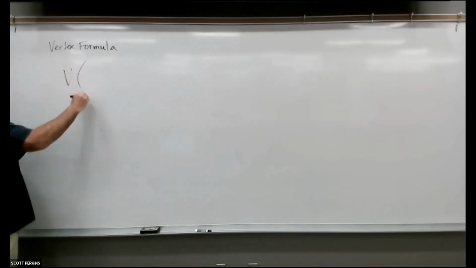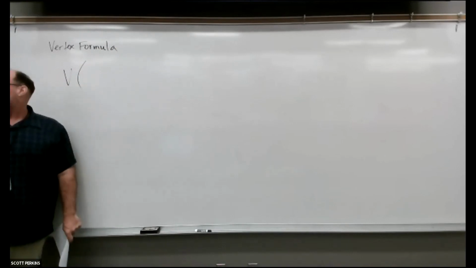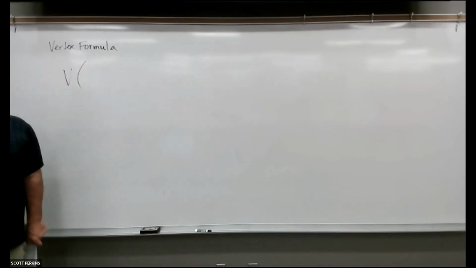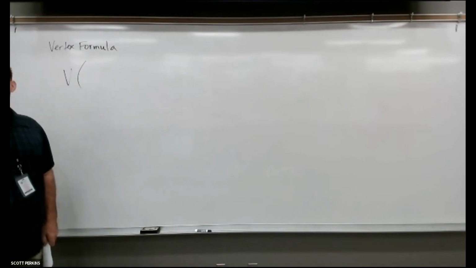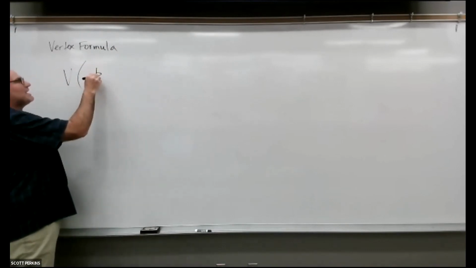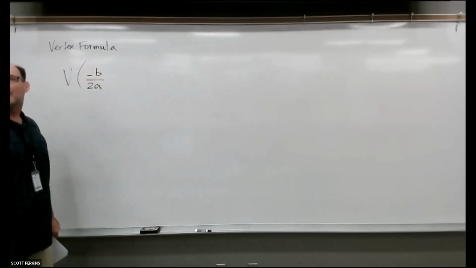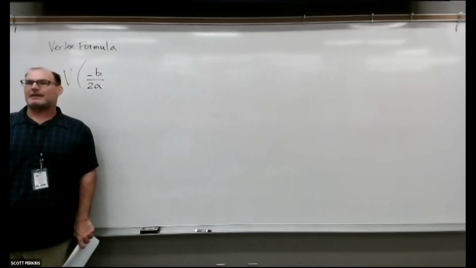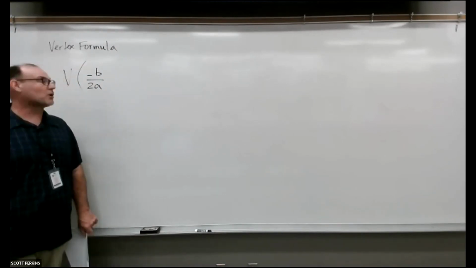Okay, so I'm going to use v for the vertex. What it entails is you use this formula to find the x coordinate. It's negative b over 2a. That might look sort of familiar, and that's going to relate to our next section that we're going to start today.